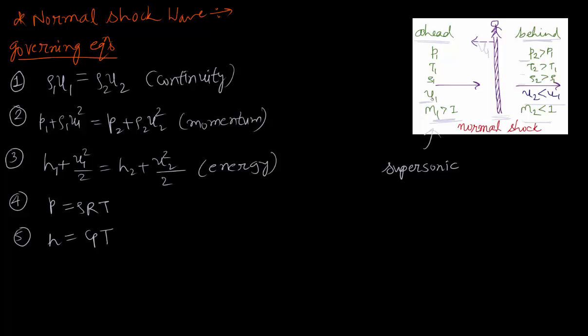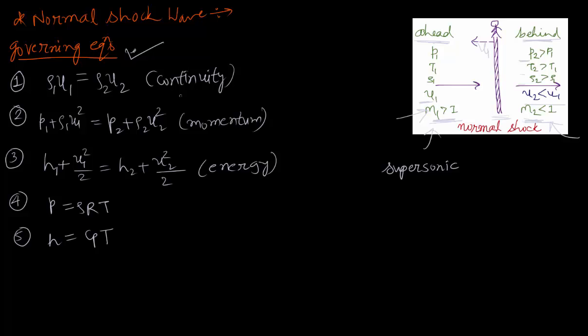Now all the properties of the flow ahead of the normal shock are known to us, and we have to determine what will happen to the properties of the fluid behind the shock wave, meaning we have to find P2, T2, ρ2, U2, and what will be the Mach number behind the shock wave. And these properties will be determined from the governing equations. So these are the 5 governing equations we saw earlier.